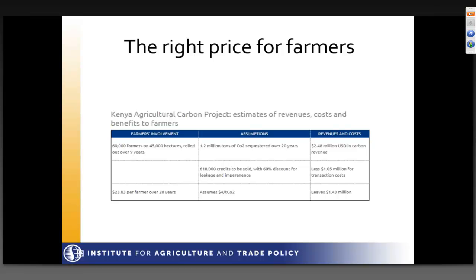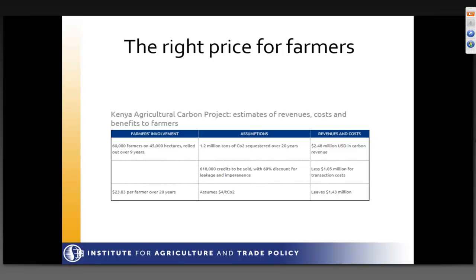And so this is the numbers behind a particular project that the World Bank trotted out several years ago as one of the first carbon sequestration projects with farmers, called the Kenya Agricultural Carbon Project. We dug into that and really looked at the numbers, and you're dealing with, in this case, 60,000 farmers, 45,000 hectares, rolled out over 9 years, a 20-year project. A lot of good practices were promoted, a lot of sustainable agriculture practices, so it's not as if the project itself wasn't valuable. But at the end of the day, once you took out all the transaction costs and, as Renata pointed out, the middle-of-the-chain players, it worked out to be about $23 per farmer over 20 years, so a little over $1 a year is what they'll be receiving as part of this project.